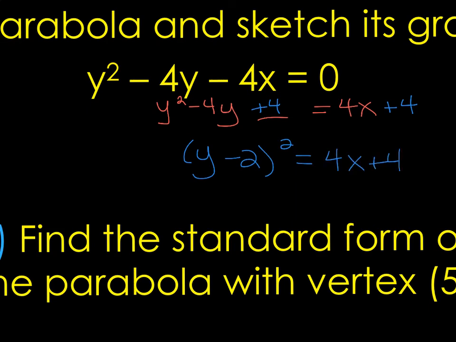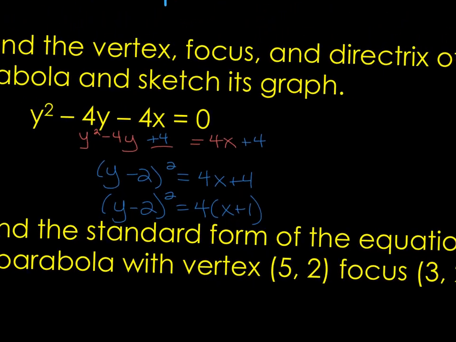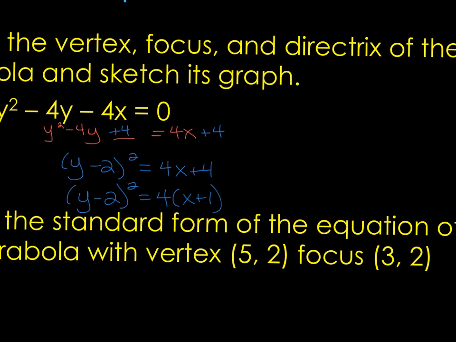But I can't leave the 4 attached to the 4, which means I have to factor it out. So y minus 2 squared equals 4 times x plus 1. There's my standard equation. And then from there, what's this graph going to look like? If it's a y squared and a positive p, it's going to face the right, right?